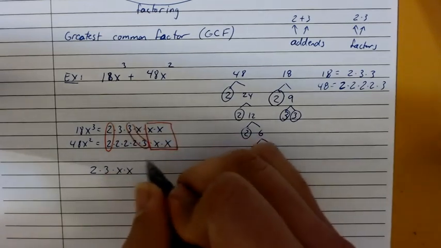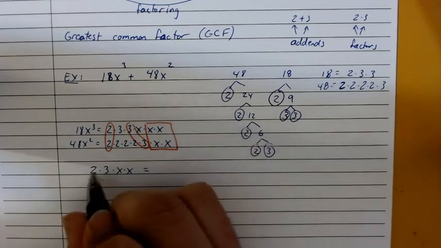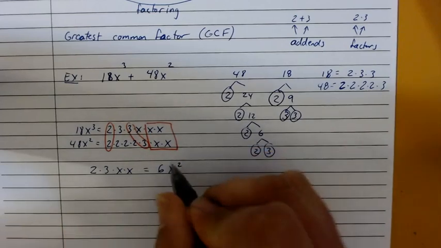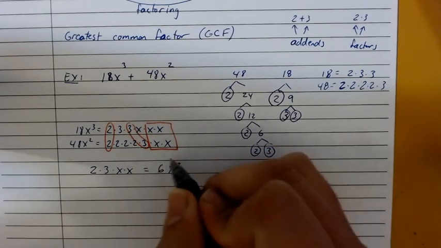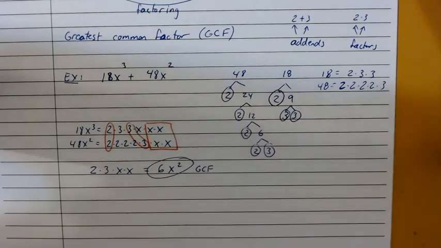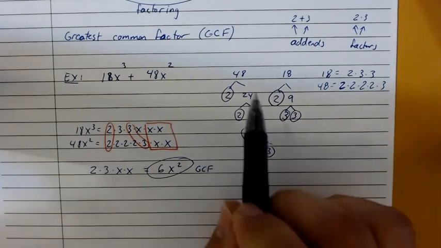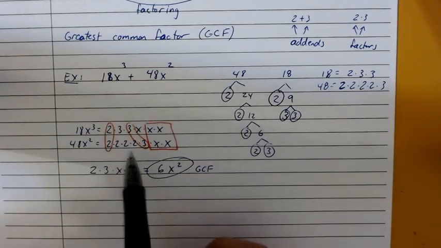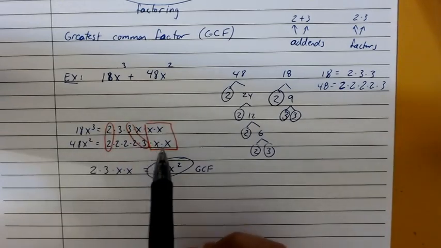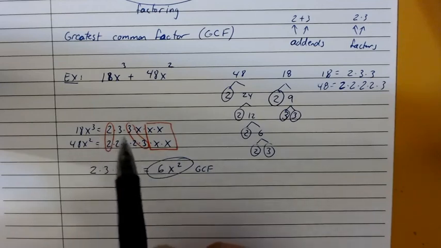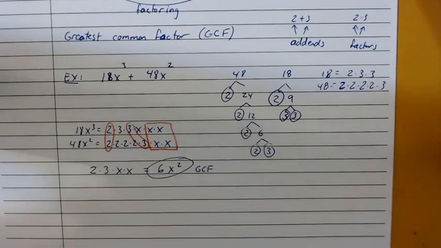Now, if I multiply this together, what do I get? Well, 2 times 3 is 6. x times x is x squared. This is the greatest common factor. So to find the greatest common factor, we factor out the coefficients into a prime factorization. We can write out the variables just by listing them. And then we look for all the things they have in common. When all of those are multiplied back together, that's the greatest common factor.